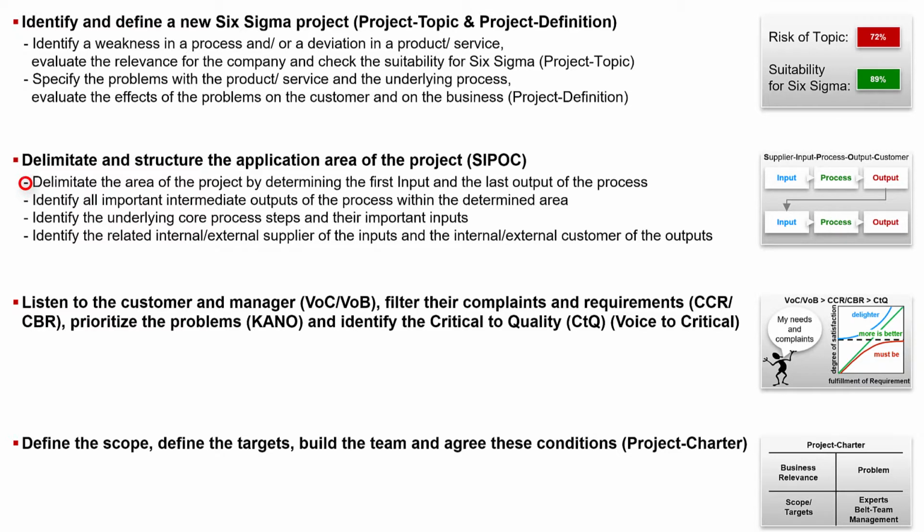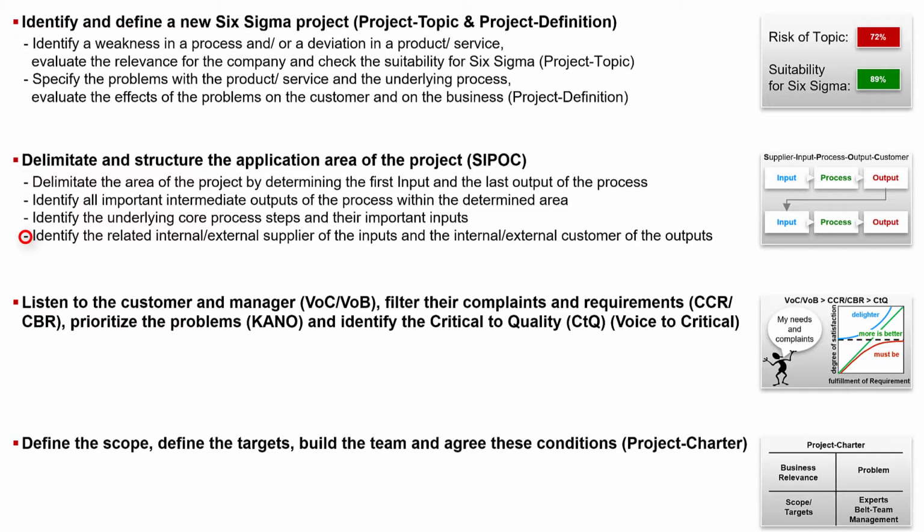In the SIPOC, we will delimit the area of the project by determining the first input and the last output of the process. Then we will identify all important intermediate outputs of the process within the determined area, as well as the underlying core process steps and their important inputs. At last, we will identify the related internal or external supplier of the inputs and the internal or external customer of the outputs.